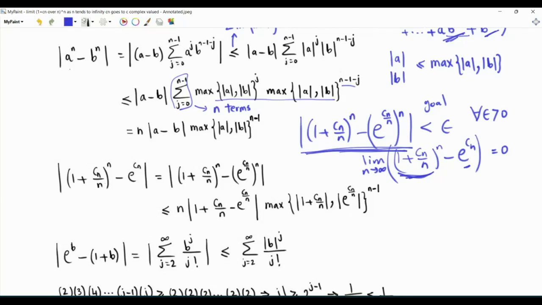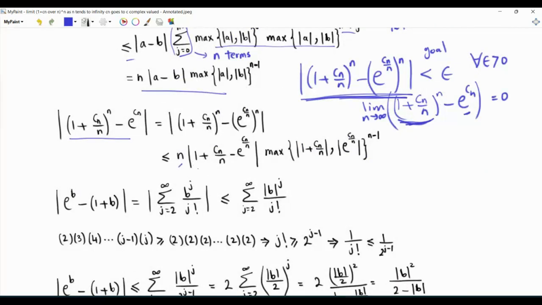Our starting point will be to employ this bound that we have here. And so this magnitude is upper bounded by n, and then the magnitude of the difference between 1 plus Cn over n, all to the power n, and e to the power Cn over n. And then we take the maximum of the magnitude of 1 plus Cn over n and the magnitude of e to the Cn over n.